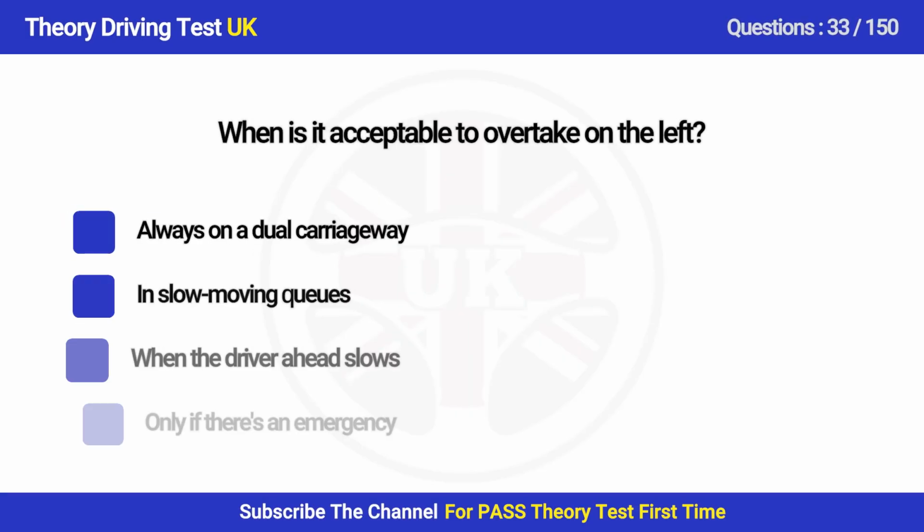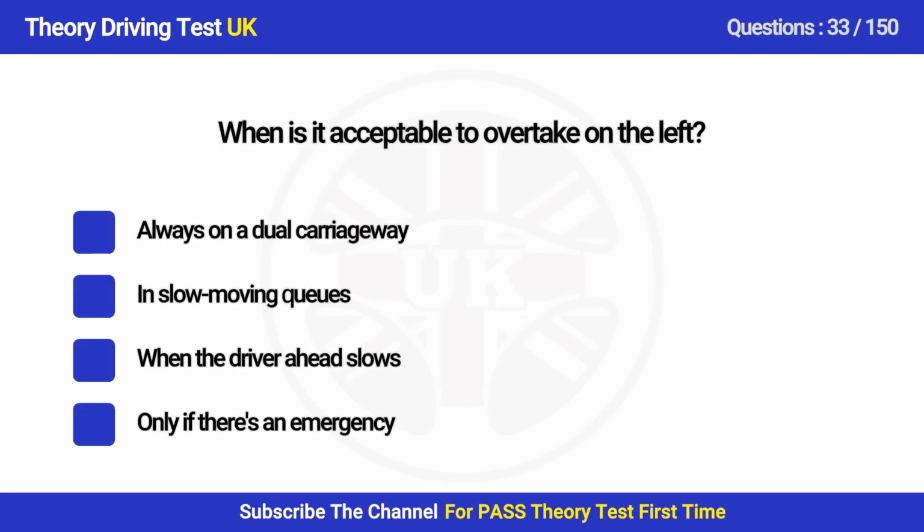Question 33. When is it acceptable to overtake on the left? A. Always on a dual carriageway. B. In slow-moving queues. C. When the driver ahead slows. D. Only if there's an emergency. Answer is B. In slow-moving queues.